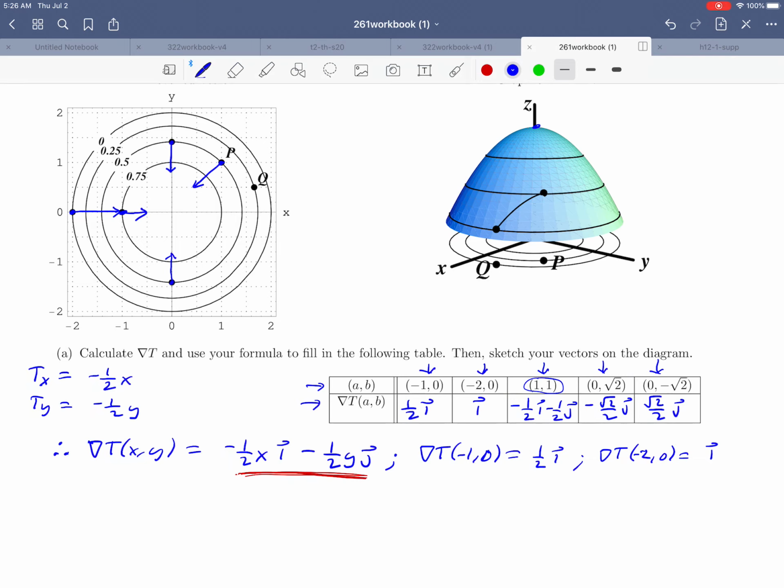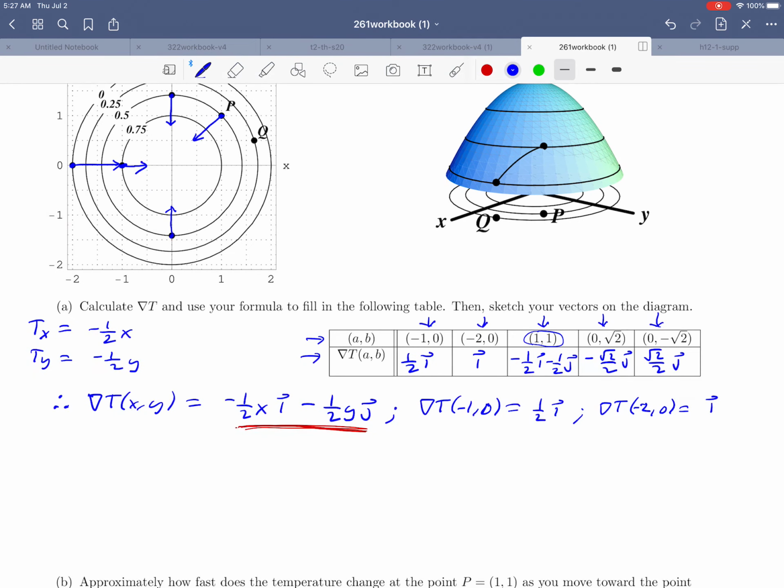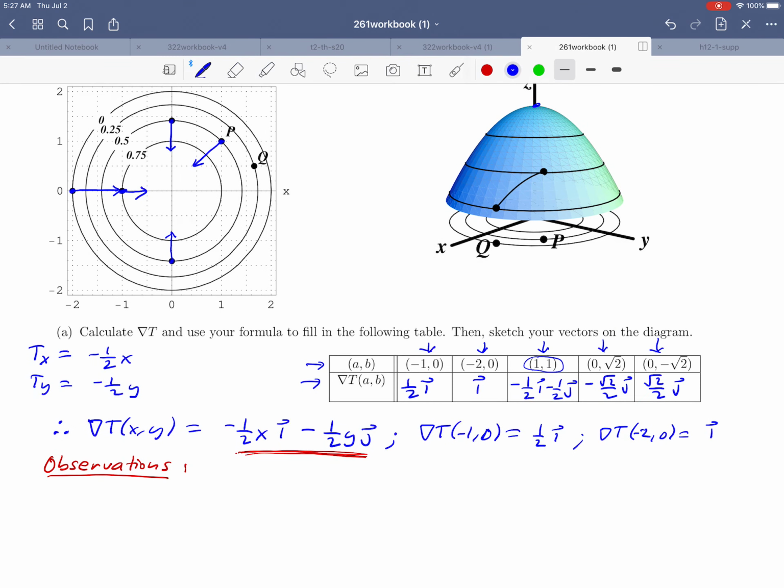Okay, so we have taken the gradient in a few places. We have plotted the gradient vectors, and now I'd like to see if we can make some observations. Is there anything special about those gradient vectors that we plotted? Well, one thing that you might have noticed is that all of the gradient vectors up here seem to be perpendicular to the contours. That's one observation that we could make.